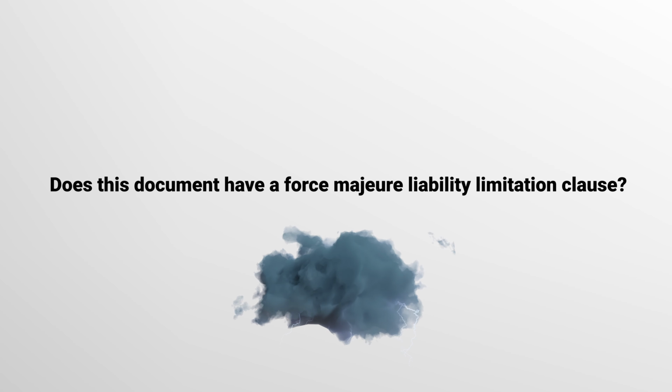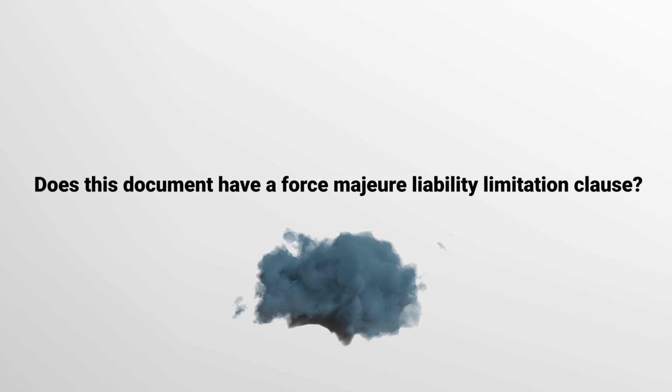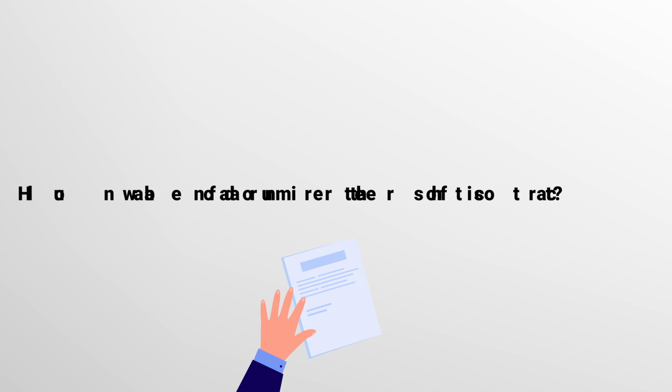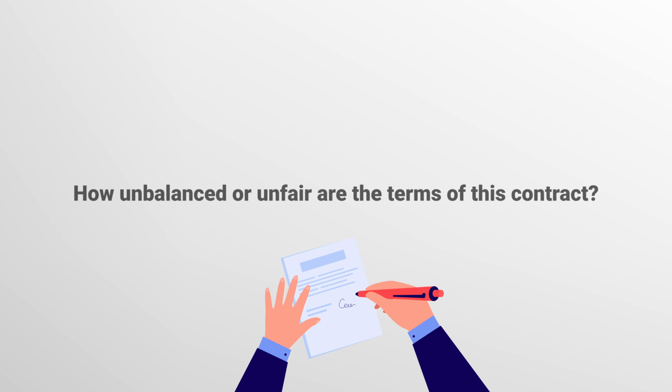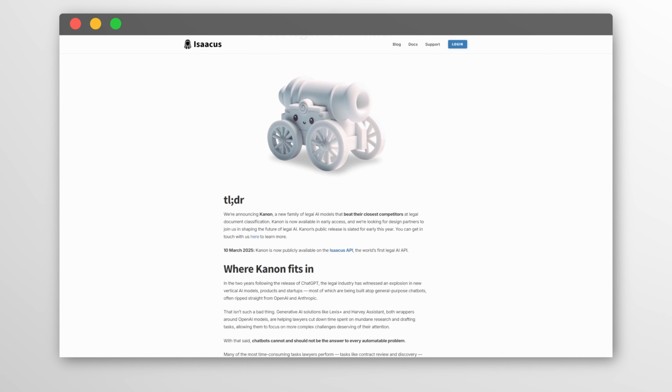Or, does this document have a force majeure liability limitation clause? And even how unbalanced or unfair are the terms of this contract? All of this and more is possible with the world's first universal legal classifier, Kanon 1.